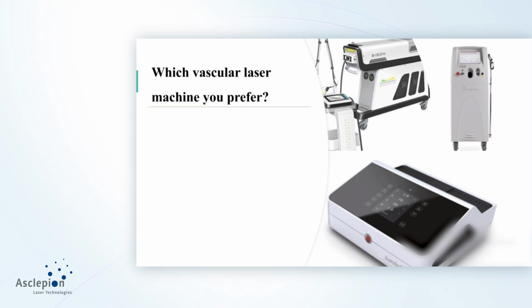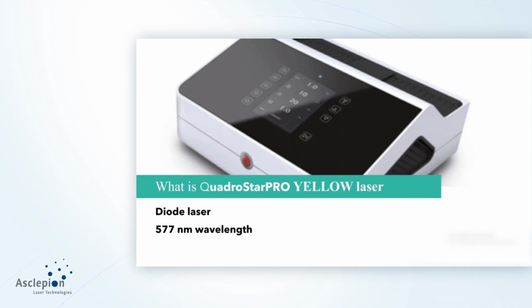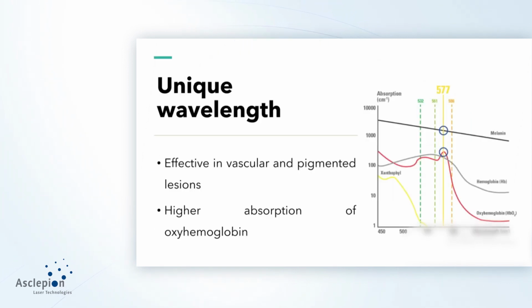What is the QuadroStarPRO YELLOw laser? QuadroStarPRO YELLOw laser is a diode laser with a 577 nanometer wavelength. As my dear friend Hans said, this wavelength shows high absorption by oxyhemoglobin, so it's effective in vascular and pigmented lesions. Also, absorption of this wavelength by oxyhemoglobin exceeds that of 532 by about 40%.